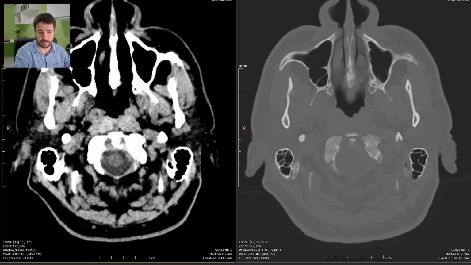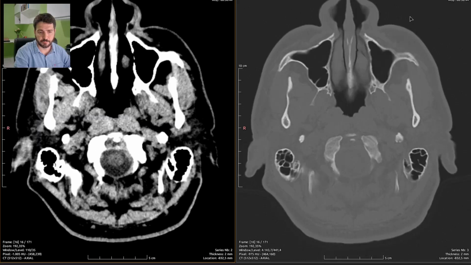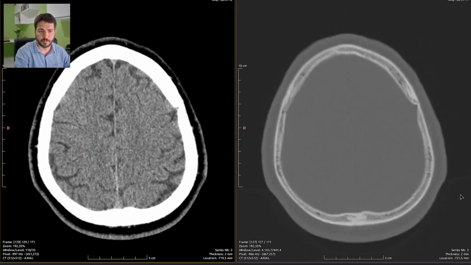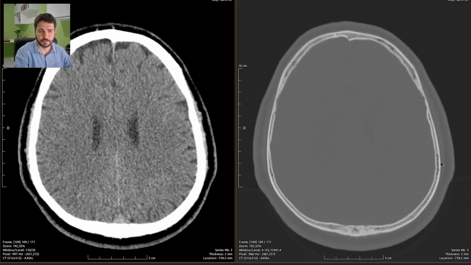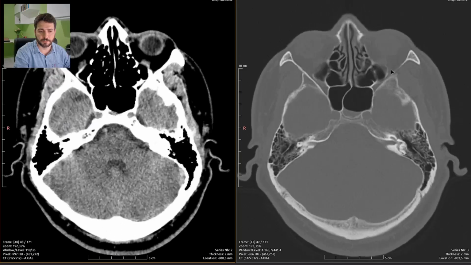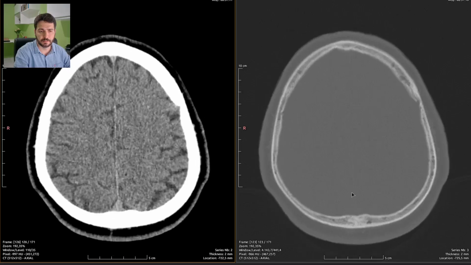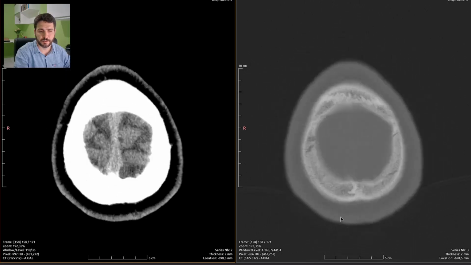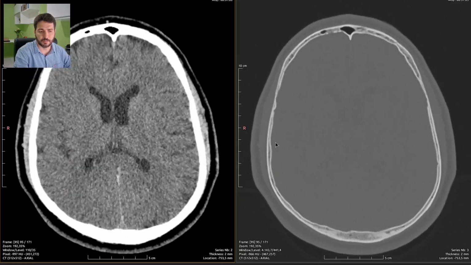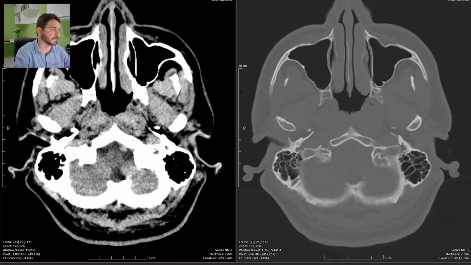So let's now focus on the brain, see if we can find some justification to do an urgent CT scan of the head 1 year after a head trauma. I can't really tell. As far as I can see, this is a normal scan. Really normal. As normal as it gets.